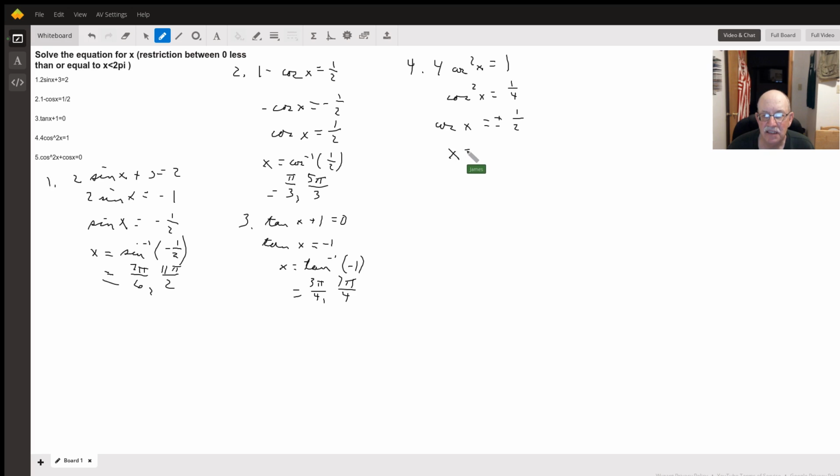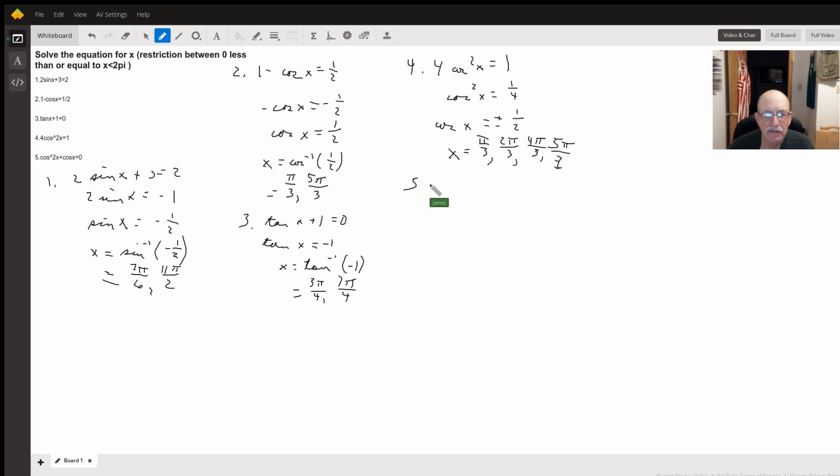So we get x equals pi over 3, 2 pi over 3, 4 pi over 3, and 5 pi over 3. Okay, the cosine of pi over 3 and the cosine of 5 pi over 3 are both +1/2. The cosines of 2 pi over 3 and 4 pi over 3 are -1/2.